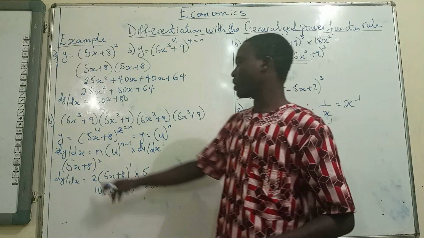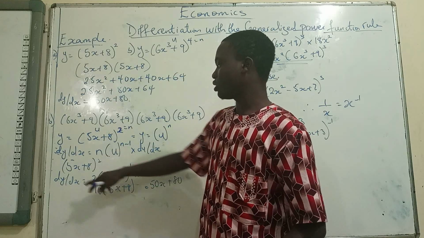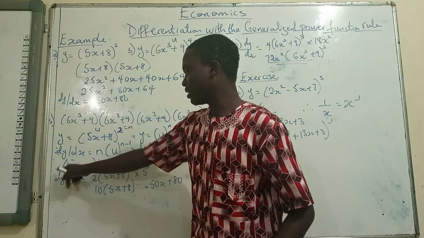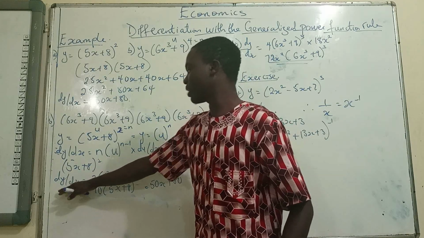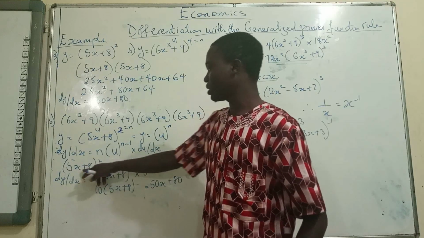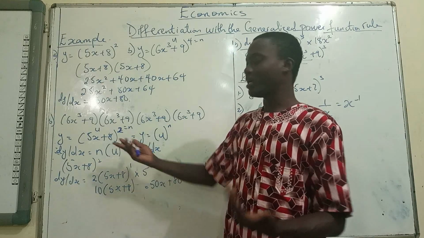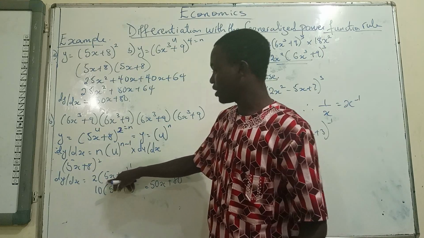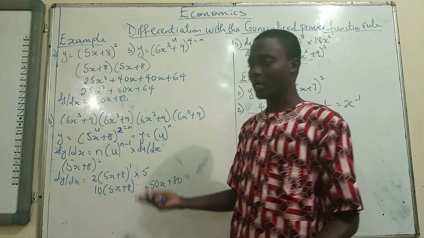How do we apply it? So we go back to this question. So in this question, 5x plus 8 is u, then 2 is n. So we bring n here, which is 2, for us to get d/dx, 2 into bracket. We repeat what is here, 5x plus 8, raised to power n minus 1, so it's going to be 2 minus 1. So this is 1, times by the time we differentiate this, d/dx of 5x plus 8, we are going to be left with 5.